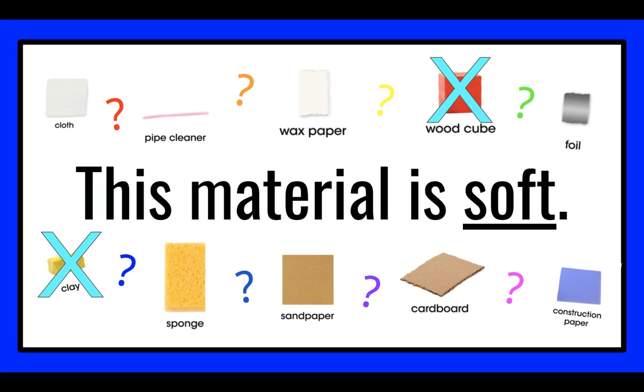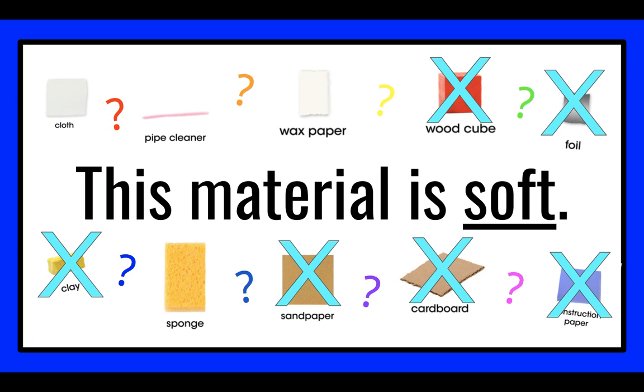The next property that I want to look at is soft. So I'll take out all the ones that are not soft to see how this works out. Sandpaper, definitely not soft. Cardboard, no, not soft. Construction paper, not really. Foil, no. Wax paper is not soft. So now I've got 3 objects left. Cloth, the pipe cleaner, and the sponge. They are all thin and soft.